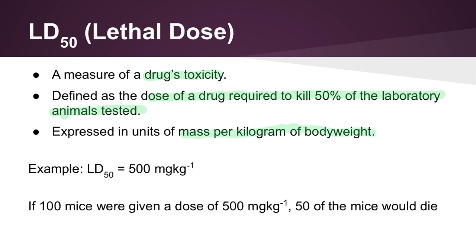So, for example, if you had an LD50 of 500 milligrams per kilogram, it means that if you had 100 mice and you gave them a dose of 500 milligrams per kilogram of the body weight of those mice, then 50 of them would die. Pretty horrible, right? But it is really, really important to get this information because it does then give us some information about where we want to start with our clinical trials with humans.